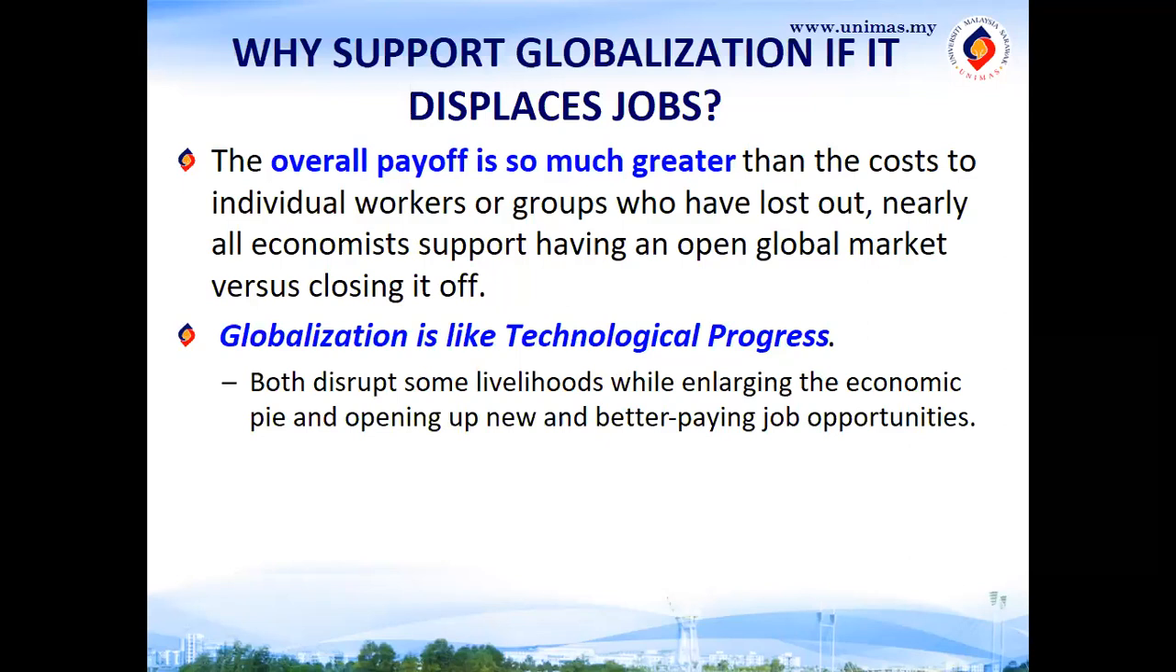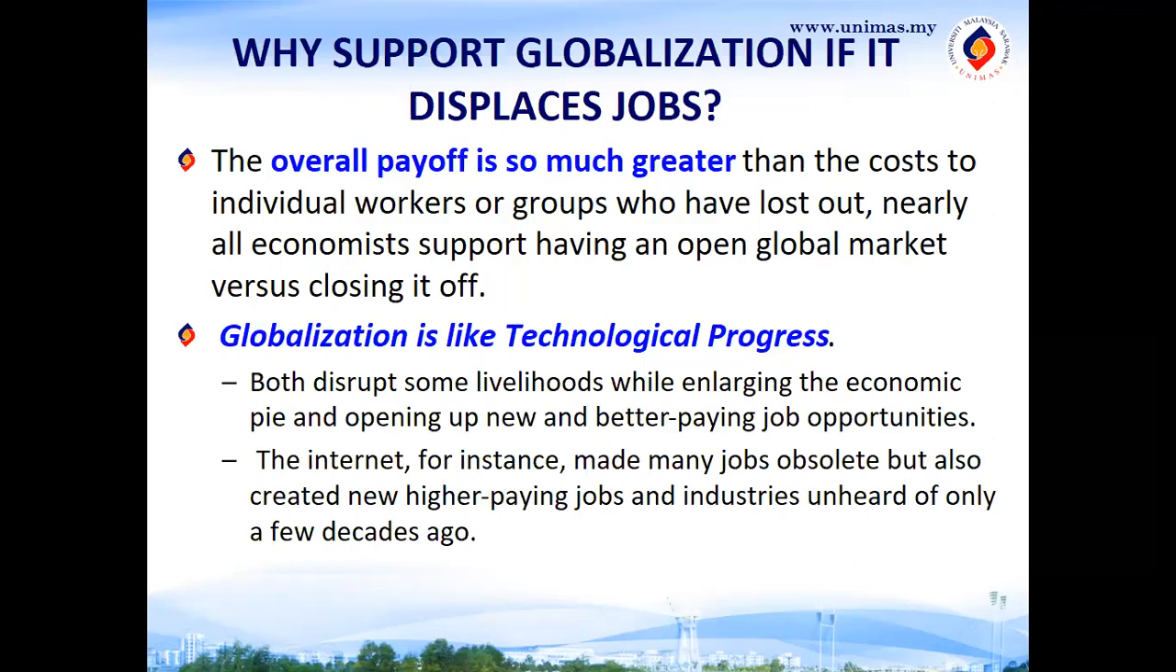So in a way, technical progress or technology can replace human labor, and at the same time globalization will also bring that same effect to the people in the country, right? So the internet, for example, made many jobs obsolete, but also created new high-paying jobs. So there is a certain group of people who may lose their jobs because their skills are not required. But at the same time, there are more new jobs being created, which are higher paying jobs, with better salaries, and also industries which have never been heard of before.